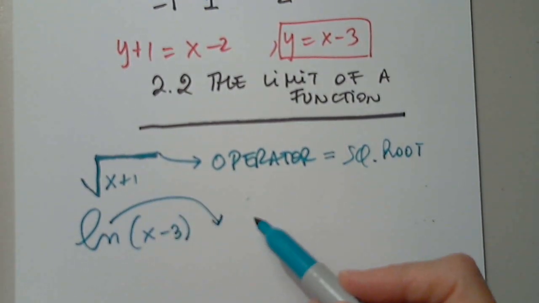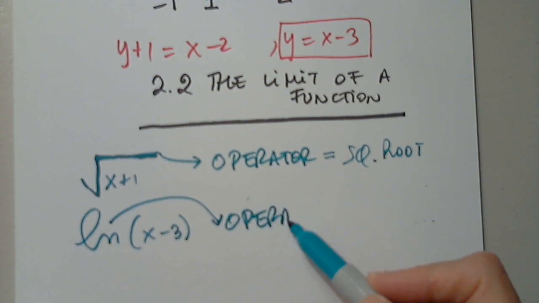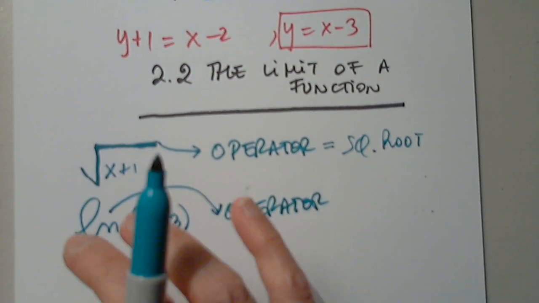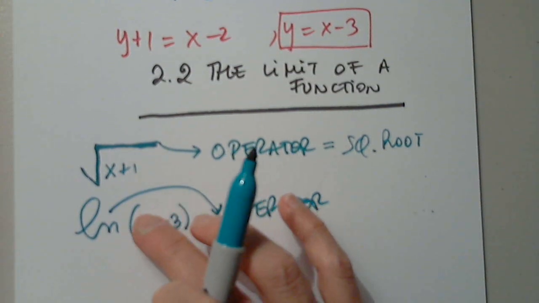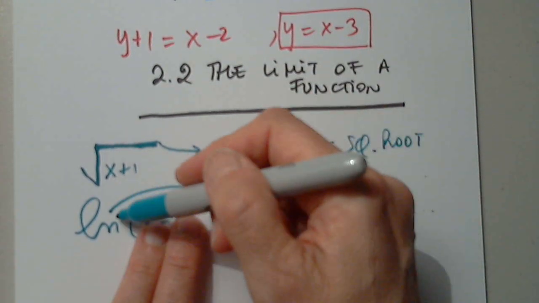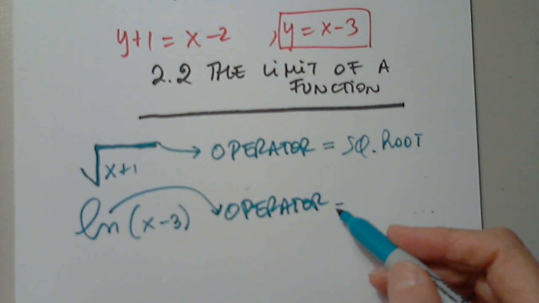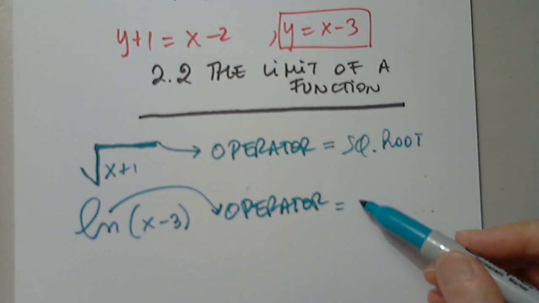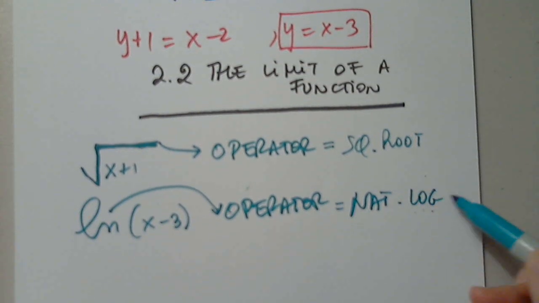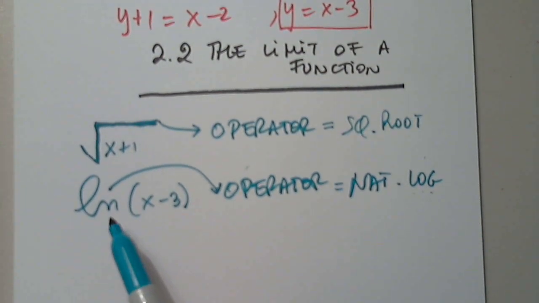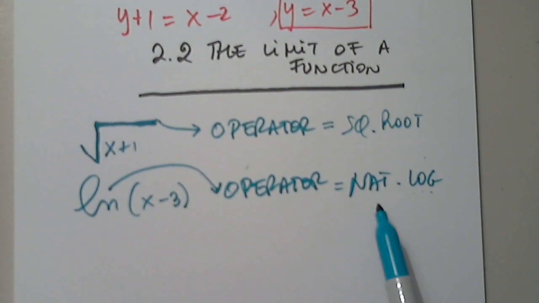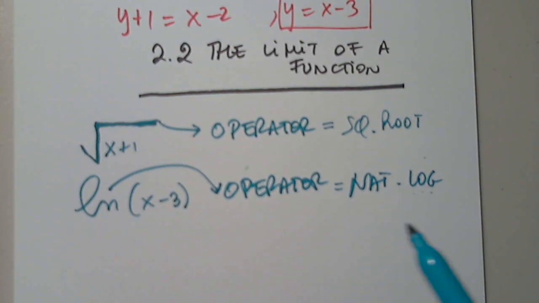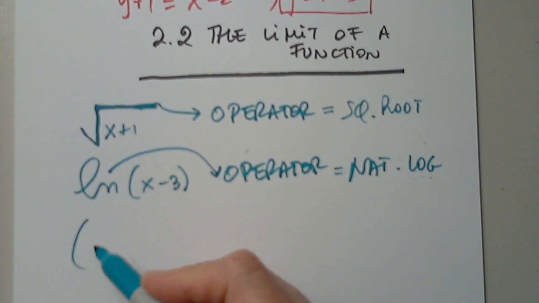What operator is this? This is the operator applied this time to x minus 3. What are we asked to do? What does it mean? What is this operator? The natural log? It's log natural, but of course, natural log for us. Excellent. What about this?